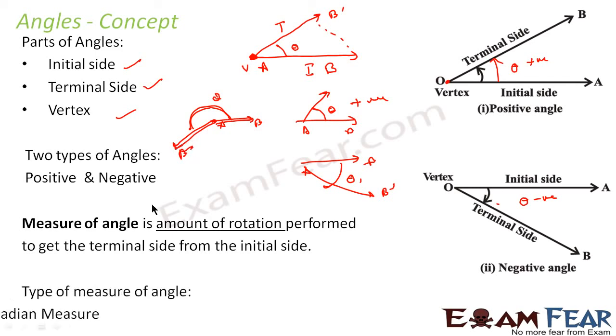And there are two types of measure of angle. One is the degree measure and the other is the radian measure. We'll discuss it in the next slide.